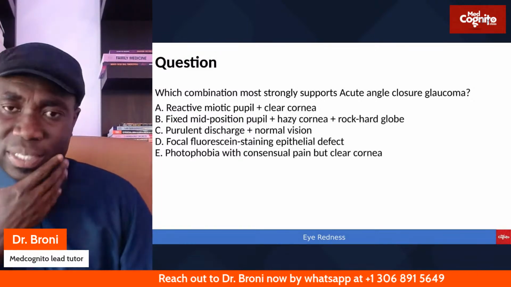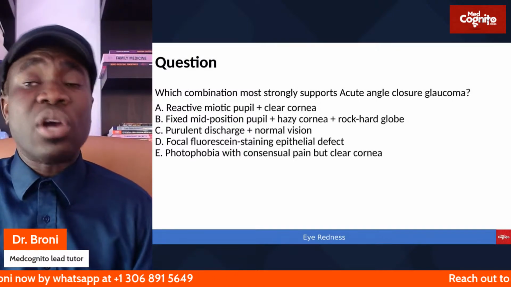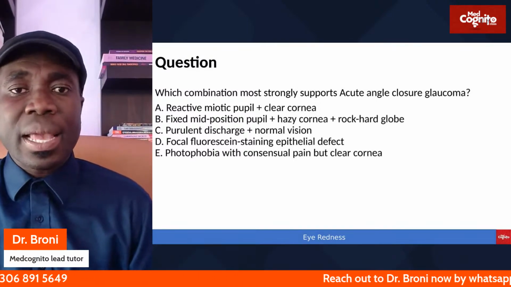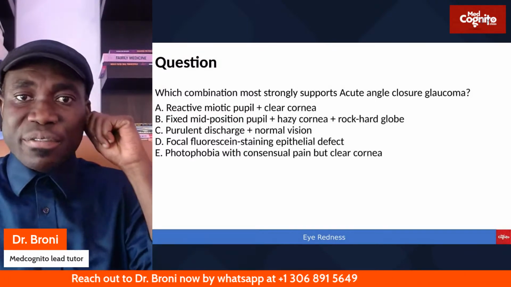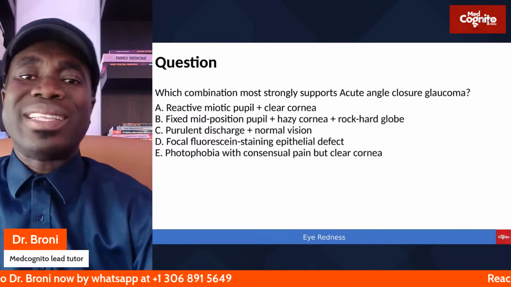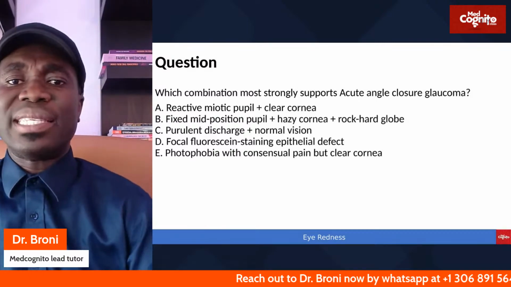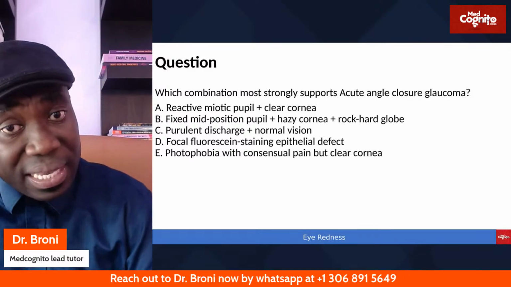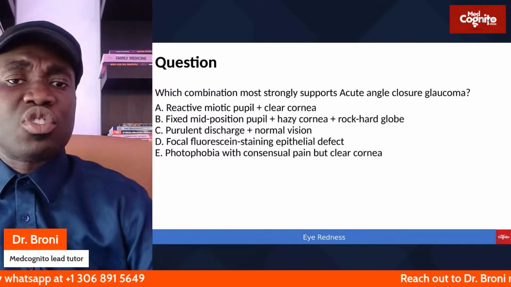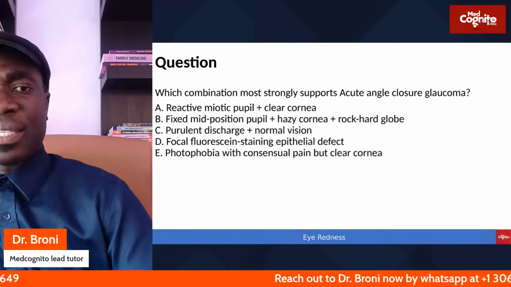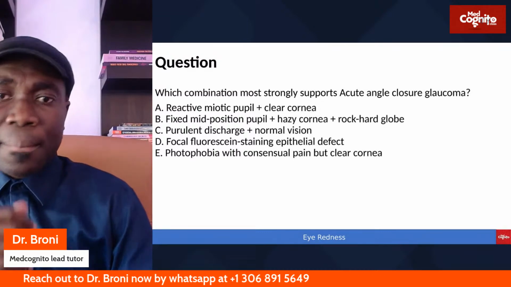Now, next question. Which combination most strongly supports acute angle closure glaucoma? A, reactive miotic pupil with a clear cornea. B, fixed mid-position pupil with hazy cornea and rock-hard globe. C, purulent discharge with normal vision. D, focal fluorescent staining, the epithelial defect. And E, photophobia with consensual pain but clear cornea.